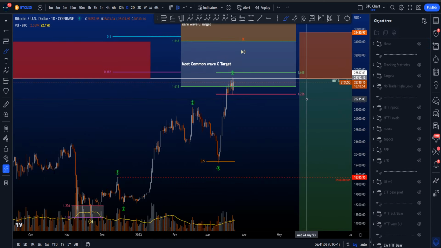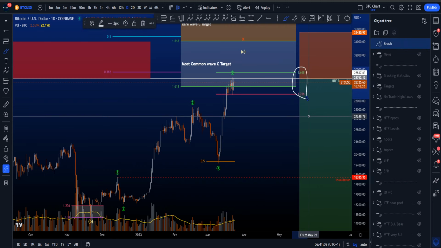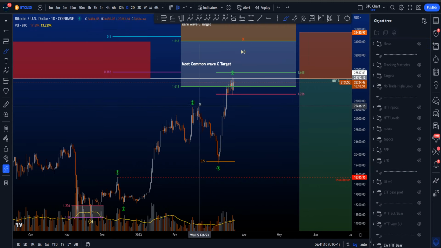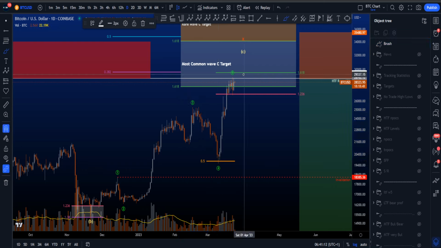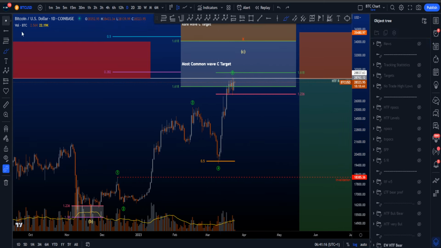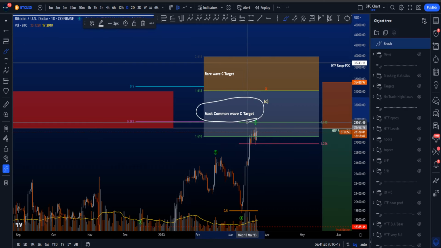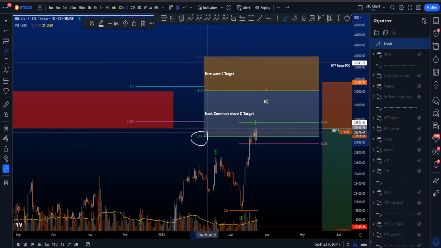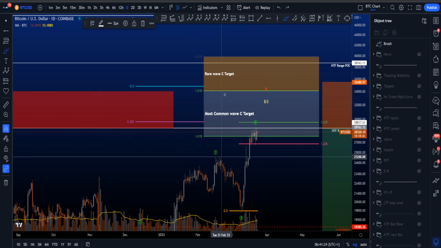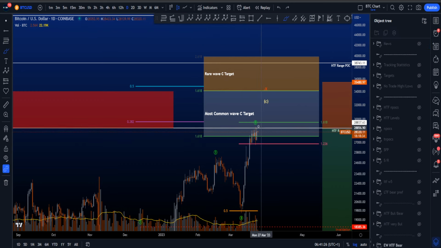The wave 5, again, most common target area is between the 1.236 and the 1.618, taken from the high of 3 to the low of 4. So this area in general is a very important area where we are at the moment. It also now has confluence, of course, with the most common wave C target, which is between the 1.618 over here and this 1.618 at 34k. So we're already ranging here.